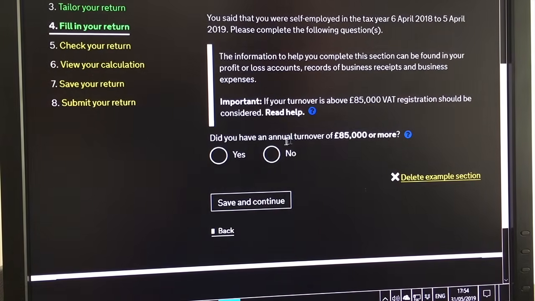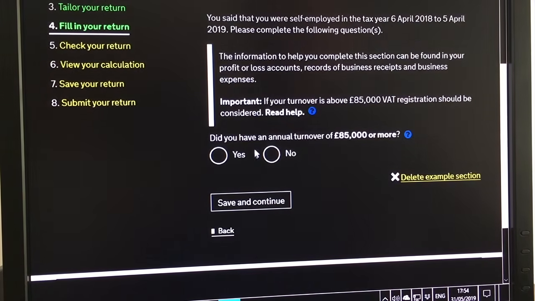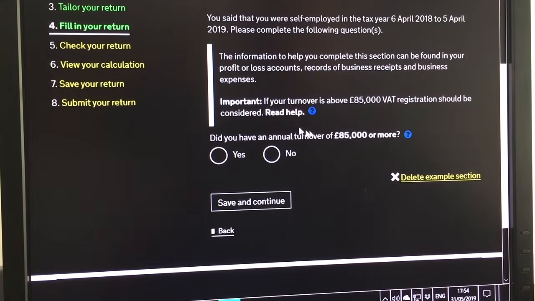Did you have an annual turnover of 85,000 or more? Now, if you didn't, you're allowed to just enter your income and a total for your expenses. So you don't need to go through and enter all your individual expenses. Now, for this purpose, to try and make it simpler, I'm going to say no. So we're going to assume that my turnover was under 85,000. If it was over 85,000, stick yes. It's not a huge issue.